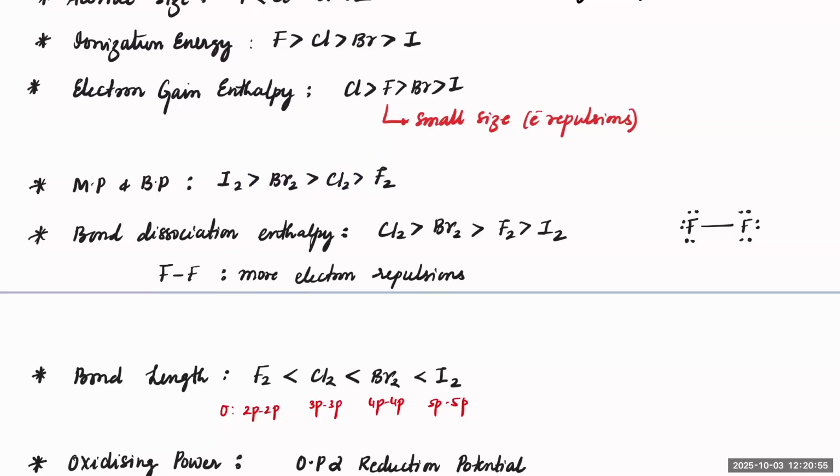Again, one more small problem comes when it comes to bond dissociation enthalpy. By logic, down the group the bond dissociation enthalpy should decrease because the iodine-iodine bond is longer and easy to break. But in fluorine, although the bond length is smaller, the lone pair repulsions are very strong. Because of these strong lone pair repulsions, it breaks more easily.